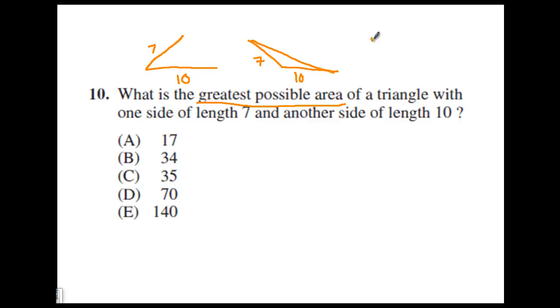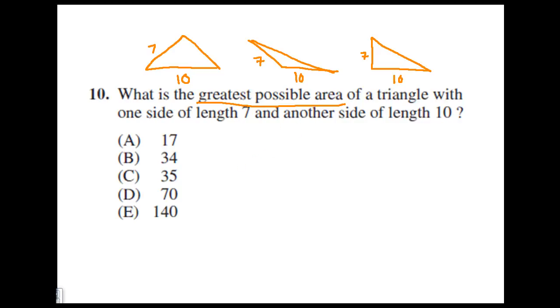Or we can have a right triangle. This is 10. And this is 7. Now, which among these three triangles will give us the greatest possible area?